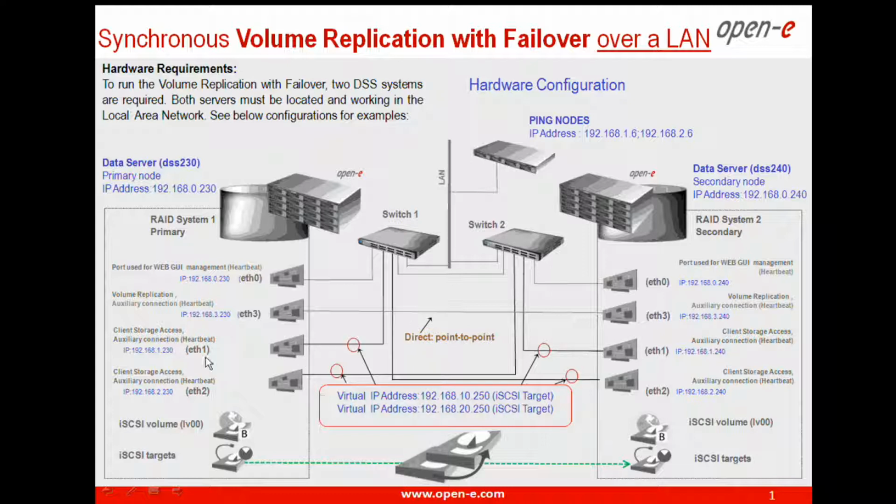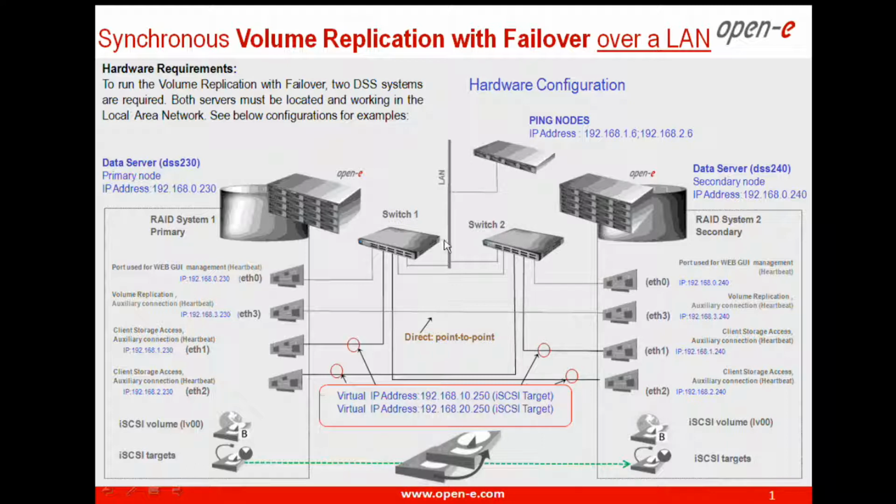Good. And then ETH1 and ETH2: on both of these cards we will configure the so-called virtual IP. On ETH1 we will configure 192.168.10.250. That will be exactly the same IP address on the primary and on the secondary server, of course. And on the next card we will configure 192.168.20.250. Both cards will have the same virtual IP. We'll see it also in the GUI.